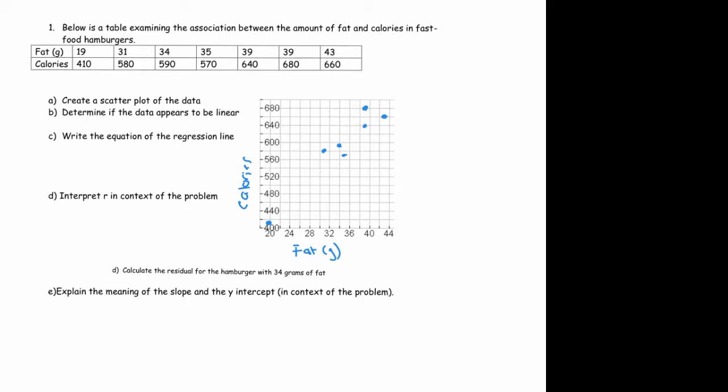All right, so let's look at an example in which we are comparing the association between the amount of fat and the amount of calories in fast food hamburgers. So it looks like we've got a sample of 8 hamburgers. We've recorded their fat content and the calories, and now we've got two quantitative variables we can compare.